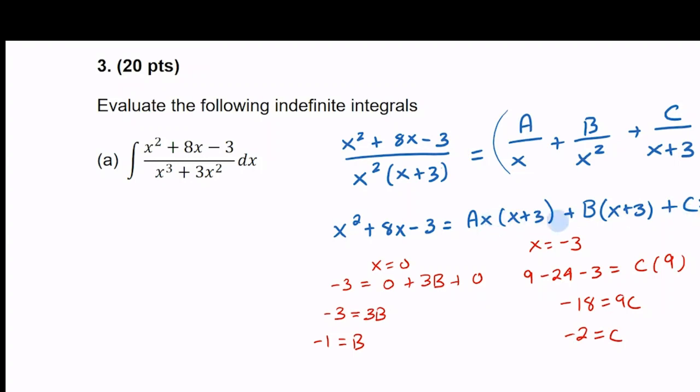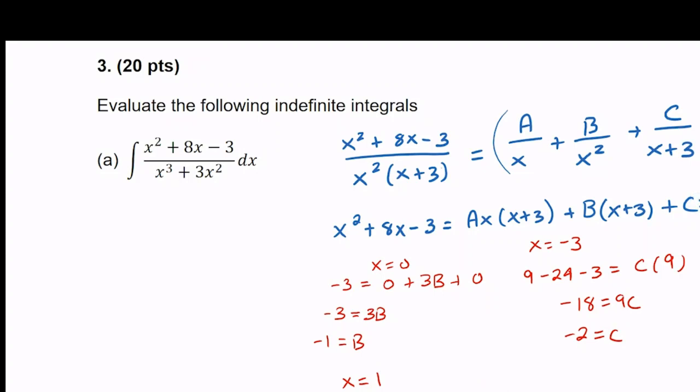There's no other value of x we can plug in that will zero out any of these factors, so we can just choose another random number, let's say 1. If we plug in 1, this would become 1 plus 8, which is 9, minus 3, which is 6. If we plug in a 1 here, we would have a times 1 plus 3, which is 4, plus b times 1 plus 3, which would become b times 4, plus c times 1 squared, which is just c.